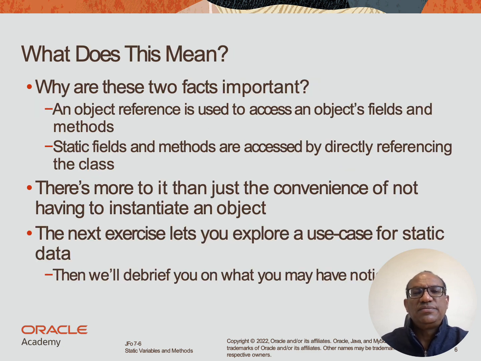Why does that matter? With regular instance fields, you access them through an object reference, but with static fields, you access them using the class name itself. This isn't just a shortcut. It's a different design approach. Static data belongs to the blueprint, not the object.